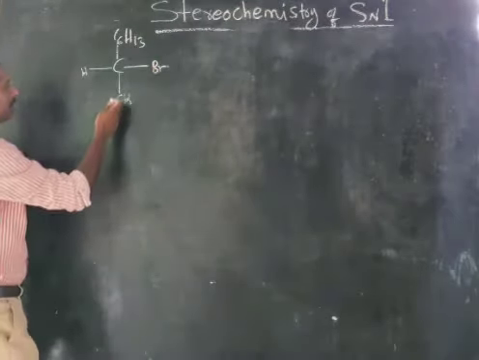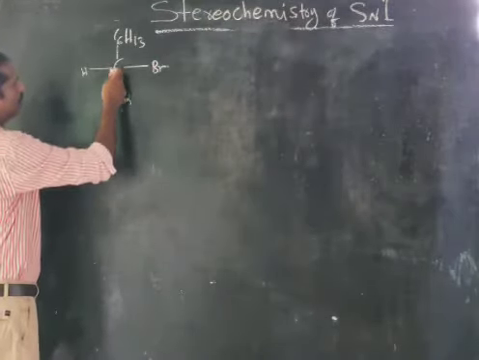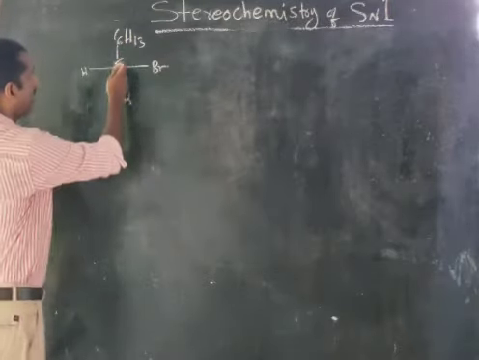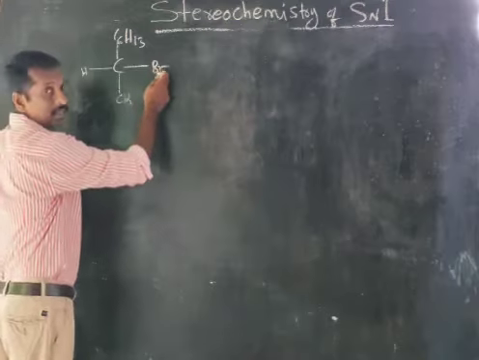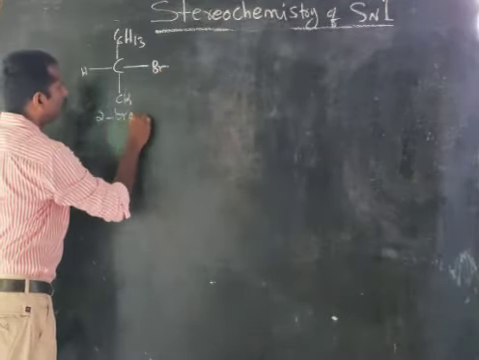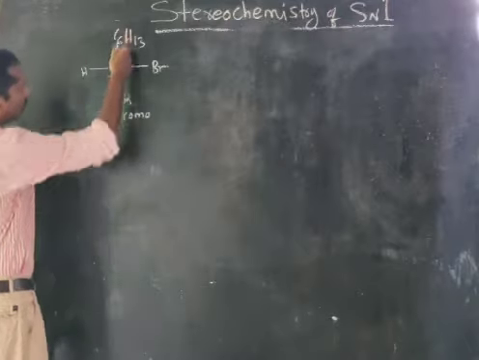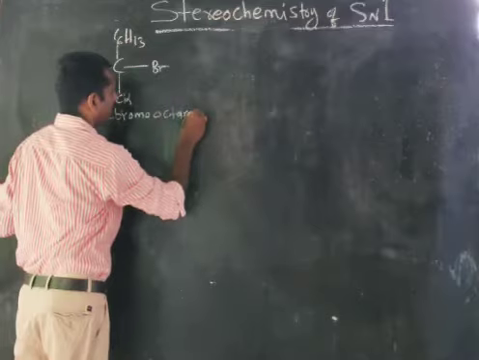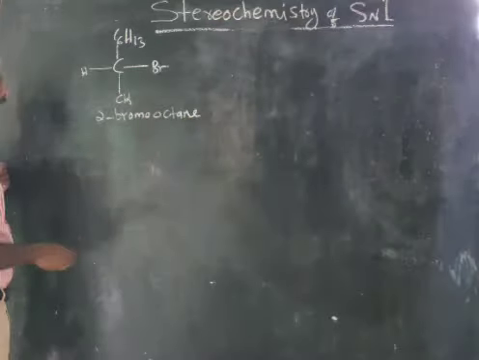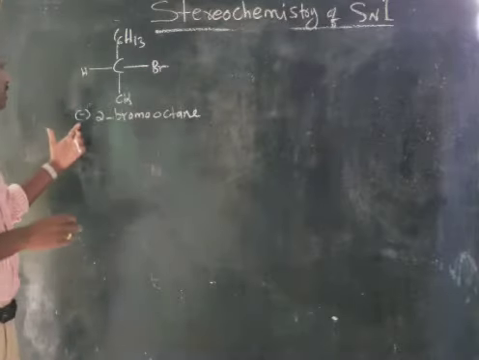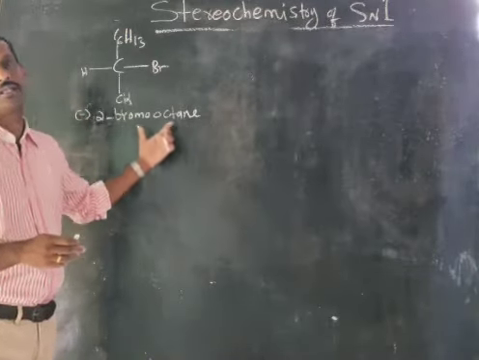That means 6 plus 2, 8 carbons are there, and in the second carbon there is a bromine group. So what is the name of the compound? The 8 carbon alkane is octane, so this is 2-bromo octane. Actually, you can say this is minus 2-bromo octane.